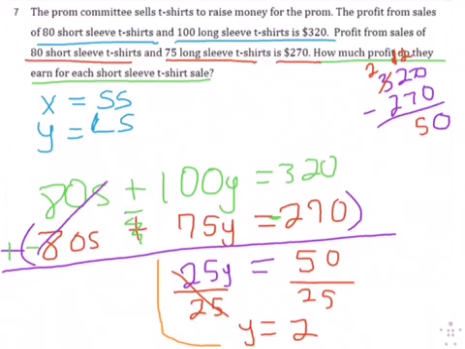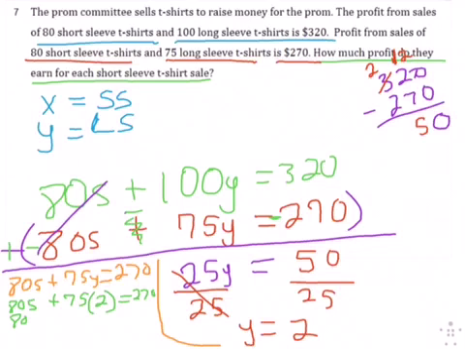So I'm going to take the red equation, 80S plus 75Y equals 270. And note, I took the original equation. I'm not going to use the negatives. So we have 80S plus 75 times 2, which is what our Y value was that we just found, equals 270. So we have 80S plus 75 times 2, which we know is 150, equals 270. So then we're going to subtract 150 from both sides.